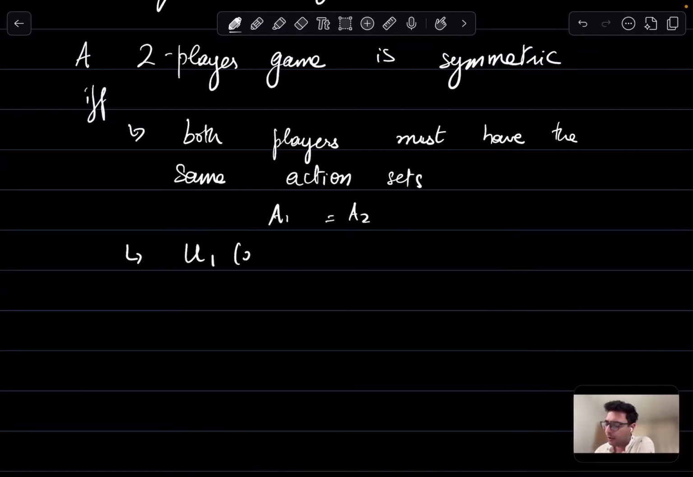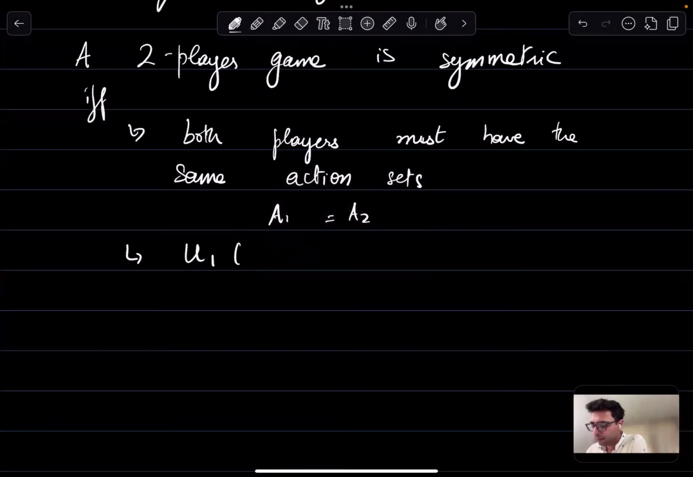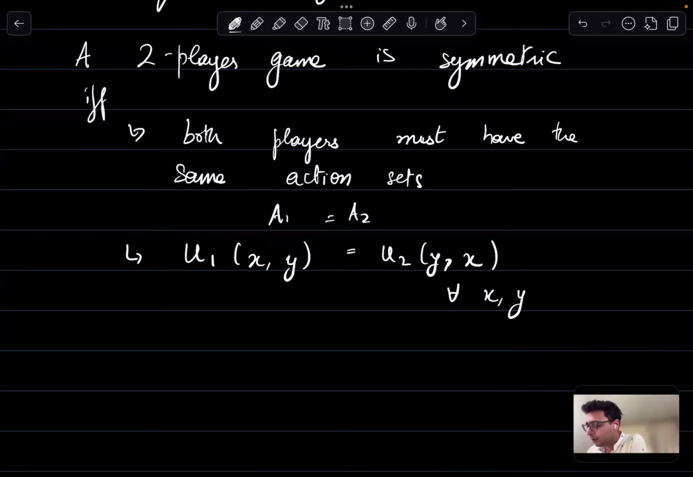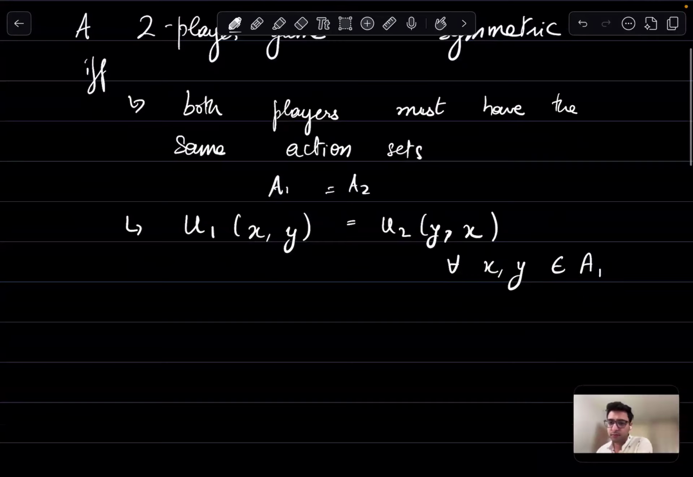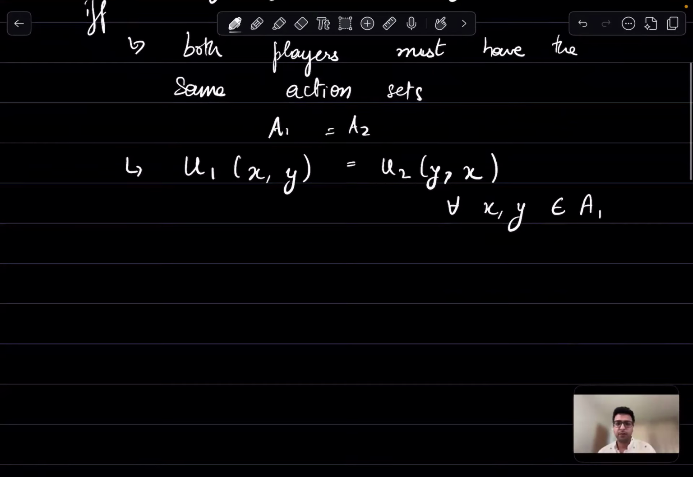that U1 of x comma y should equal U2 of y comma x. Okay. For all x and y in A1, in the action set. What the second condition means is that if you flip the actions, then you get the utility of the other player. So let me explain what that means in a second with an example. But these are the only two conditions you need. Okay?